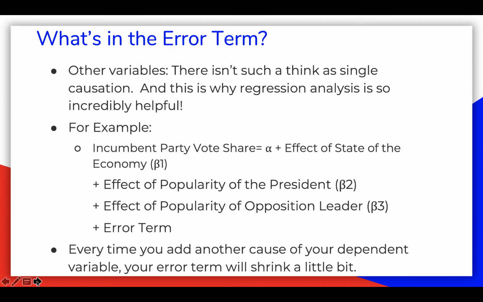So here is an example, going back to the economic voting. Our primary theory, right, is that the economy will affect incumbent party vote share. There might be some other things too, though, like the popularity of the president is a strong one, as well as the popularity of the opposition leader. And then ultimately the error term. So every time you add another independent variable into your model, another cause of your dependent variable, your error term is going to shrink a little bit. Every time you're able to better explain your dependent variable, that error term is going to shrink.